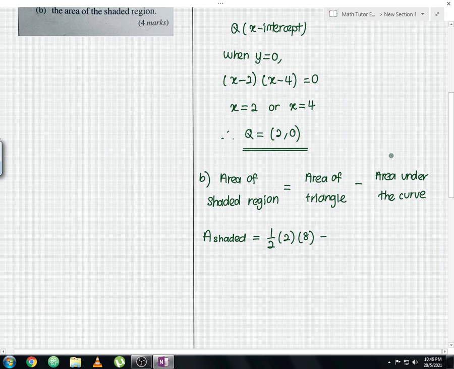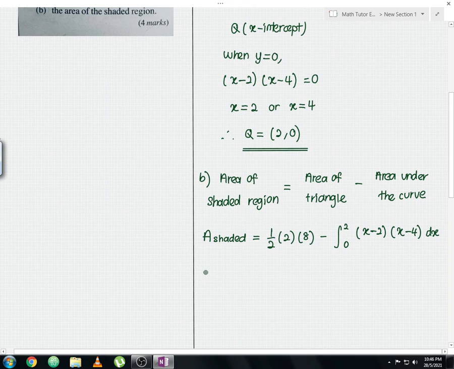For the area under the curve, we need to perform the integration with respect to x. So from here, we're going to apply the limit 2 to 0, and then we're going to apply the equation of y over here, which in this case is (x minus 2)(x minus 4) with respect to dx. Okay, so from here let us continue. This bracket we're going to expand.